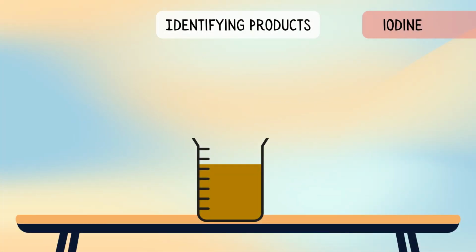If a brown solution forms, add a few drops of starch solution and observe if any color change occurs. If it turns blue-black, then this confirms the solution is iodine. If a yellow-orange solution forms, dip damp litmus paper into it. If it bleaches, then it is bromine.